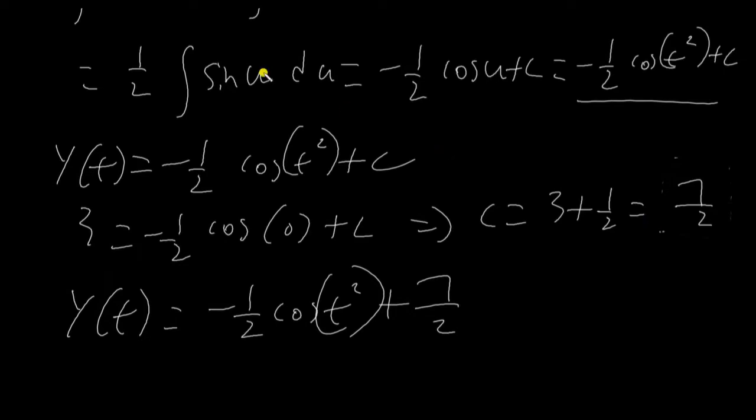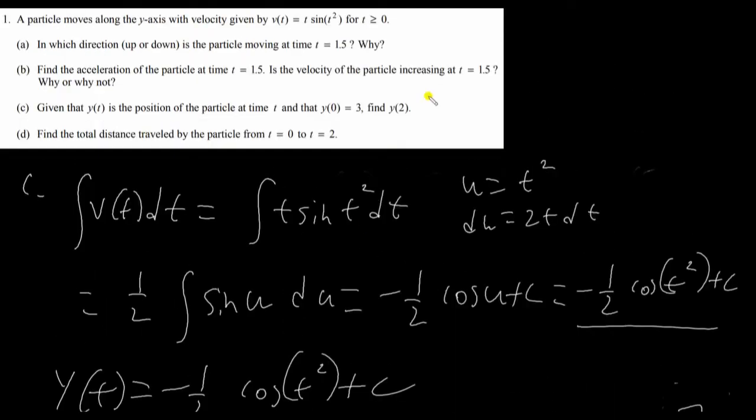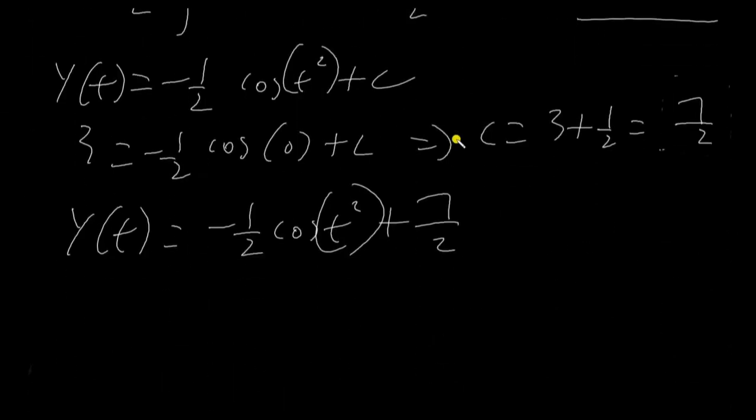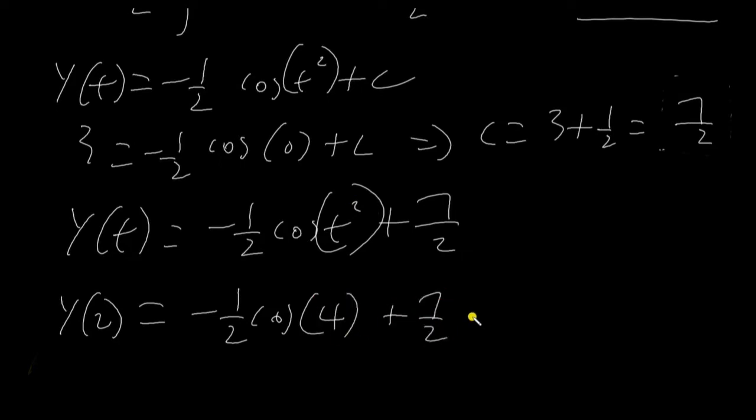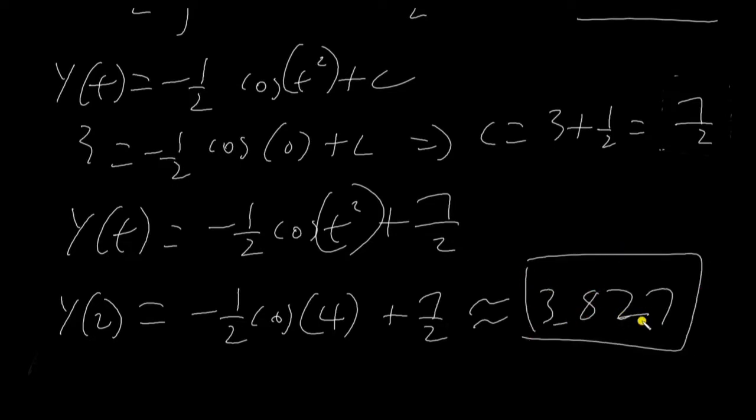Okay, that's good enough. So, anyways, now that we have our position function, we can look at what the question is actually asking. Find y of 2. Well, now that we have a function for y of t, it's just as simple as plugging in 2 for t. So, y of 2 is negative 1/2 cosine of 2 squared is 4 plus 7/2, and this comes out to be approximately 3.827, if you can read that.